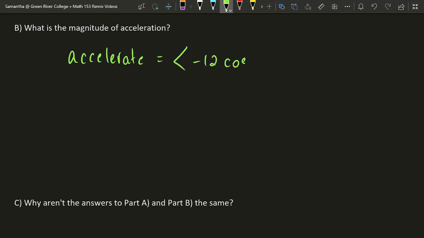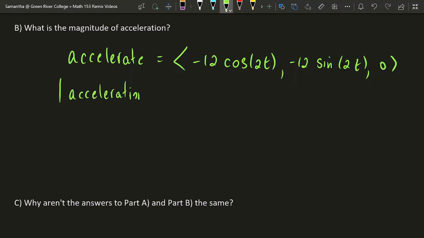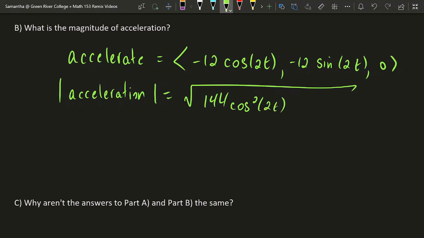So negative 12 cosine of 2t is our derivative of the velocity vector, negative 12 sine of 2t, and then the 5 in the velocity vector becomes 0. And if you calculate the magnitude of that, then once you apply the Pythagorean identity and the length formula, we find that the acceleration, after simplification, becomes the number 12. So what's going on here?